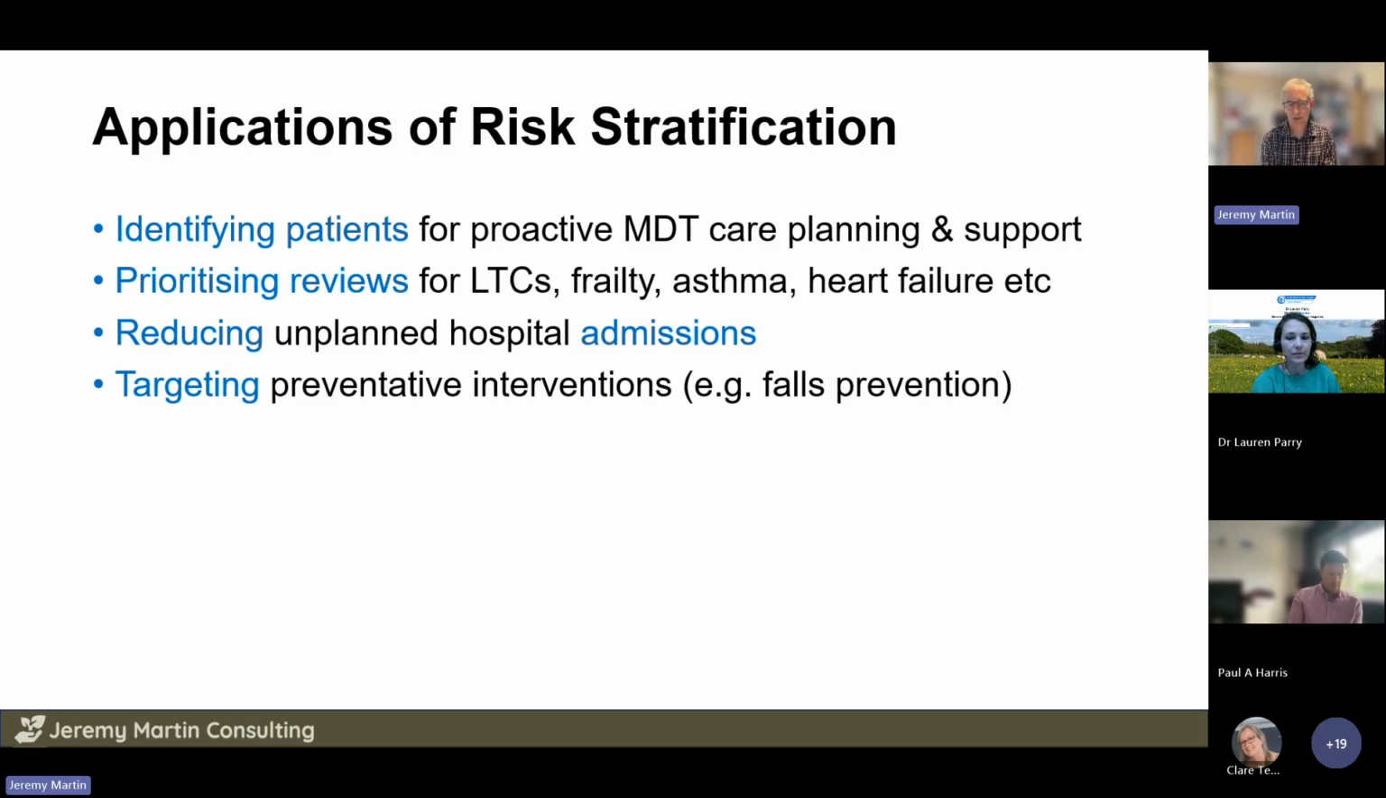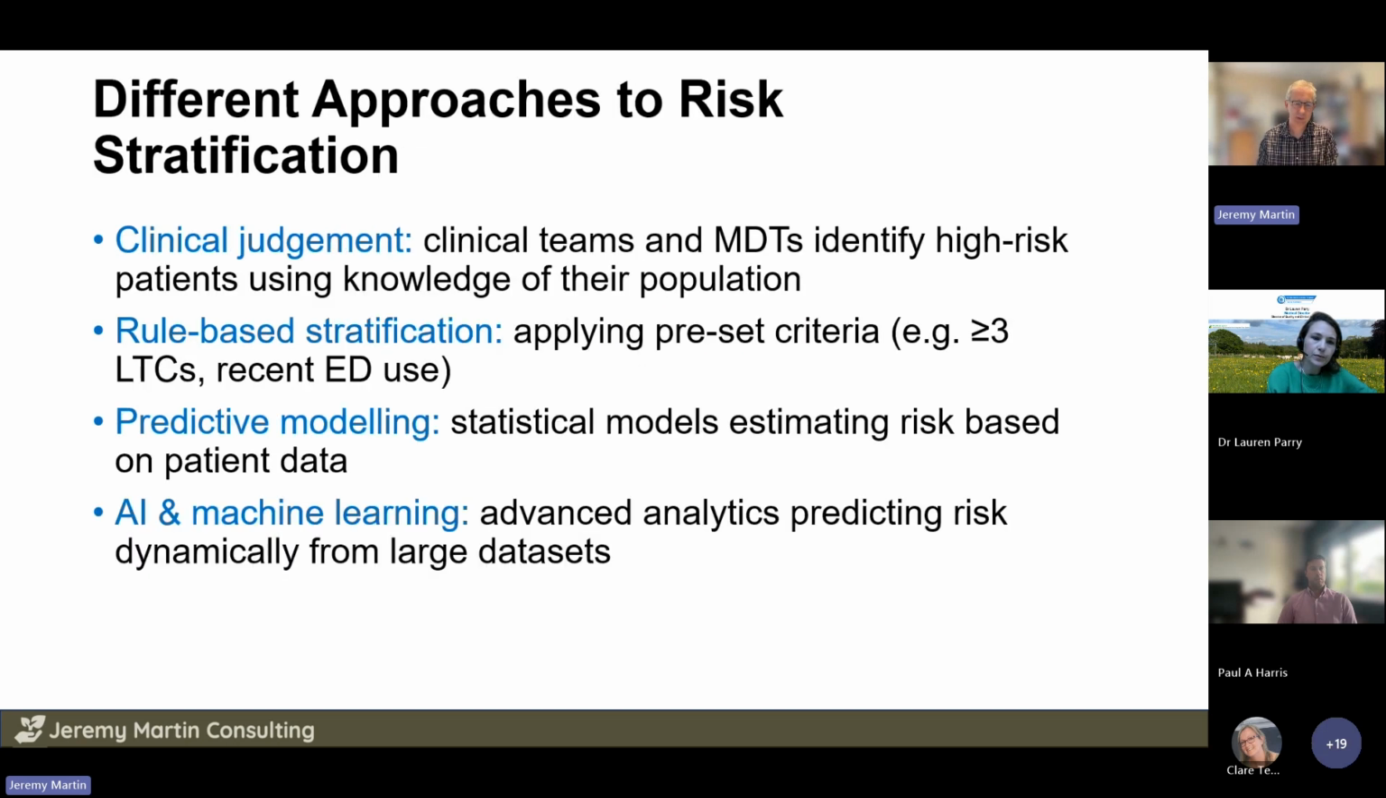And then finally, another use could be targeting preventative intervention. So identifying a group of people who might typically be at risk of, say, a fall, and then putting in place some kind of maybe group intervention or some kind of assessment, making sure they've got the right equipment, etc., to prevent that.